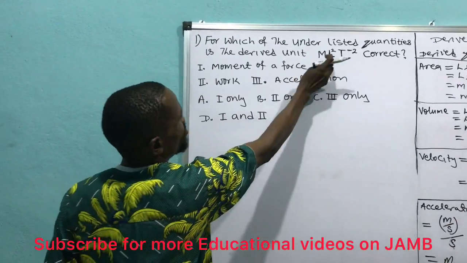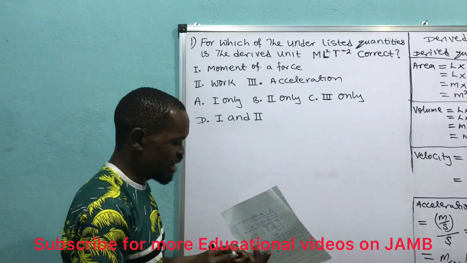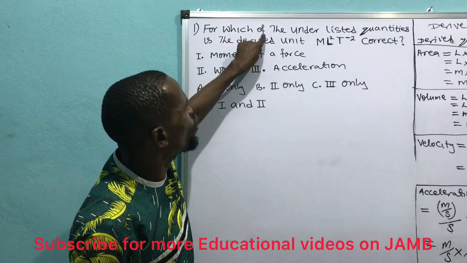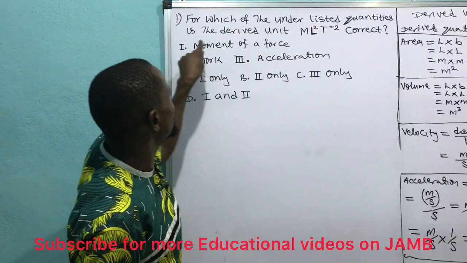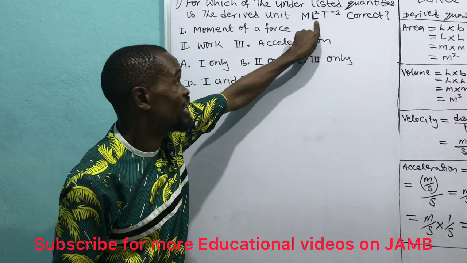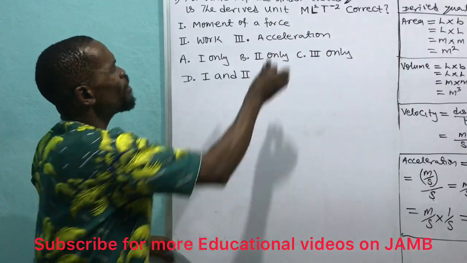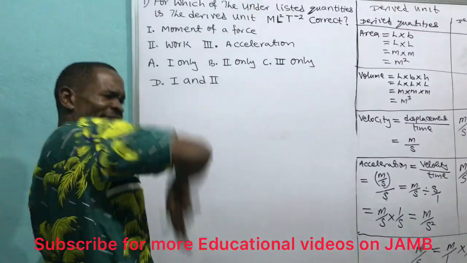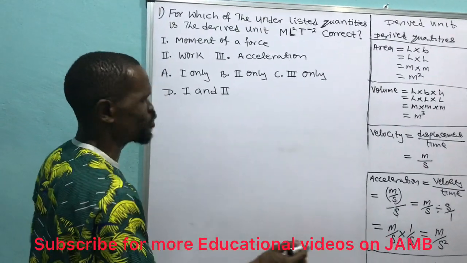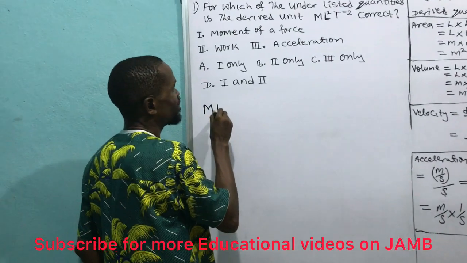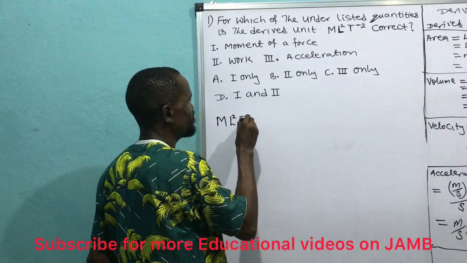What they give me, look at the dimension. They give us the dimension. They said, for which of the underlisted quantities is the derived unit? Look at the dimension. Do you get what I'm saying now? Then from this dimension, I will get the unit. From the unit, I get the definition. Remember what we said. Look at the dimension they give me, M L squared T minus 2.